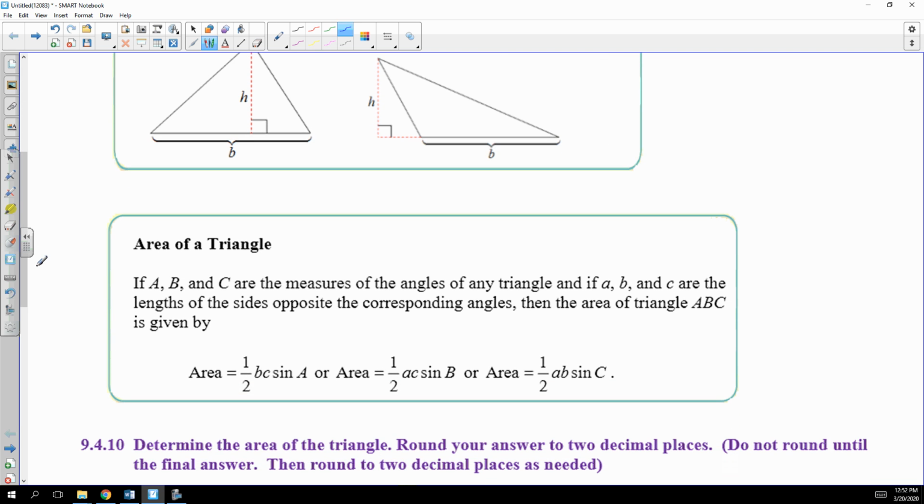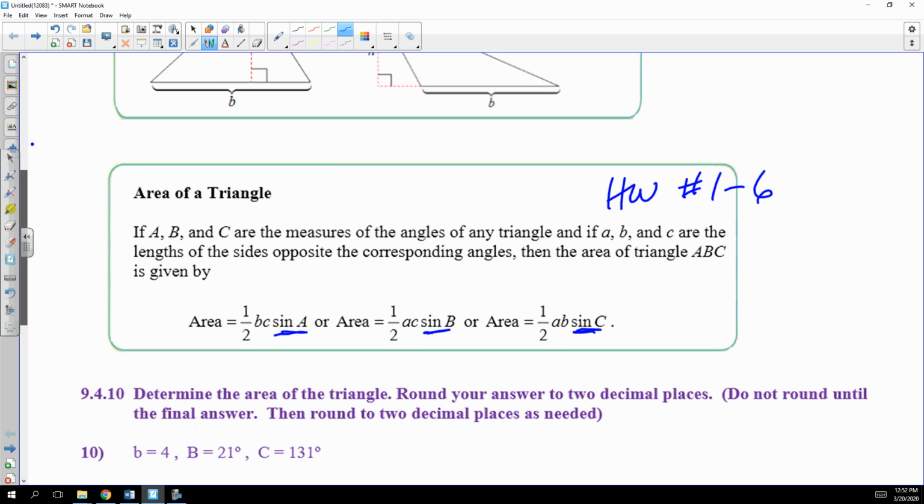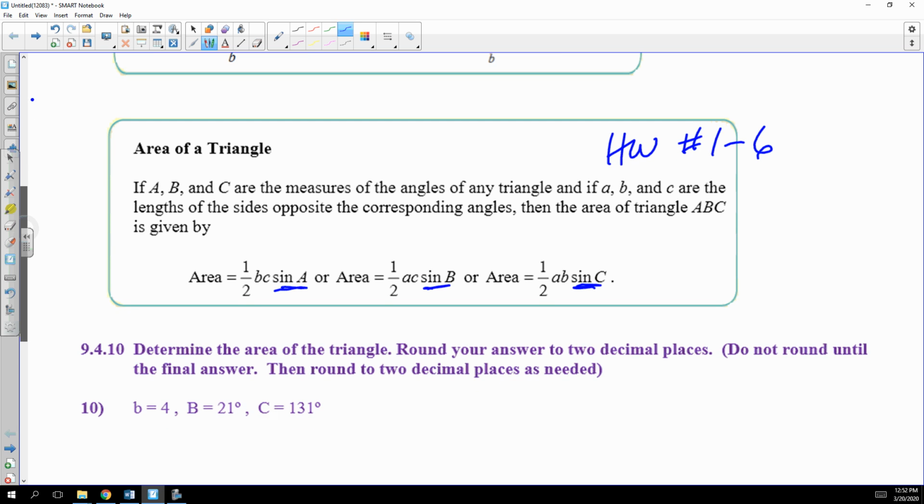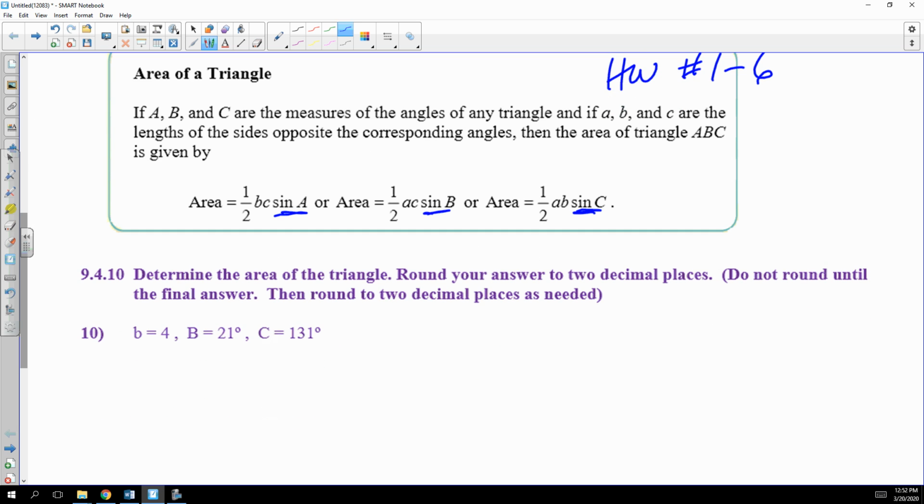for using the sine function to find the area of a triangle, and I usually say that's find the area using law of sines, then this would be for homework numbers 1 through 6, I believe, for the most part. And then you would use the next formula for 7 through 9. So we're going to take a look at the first one.